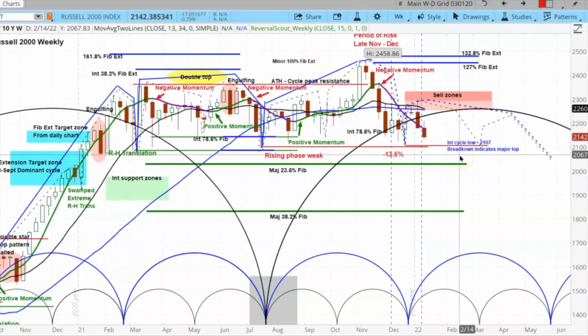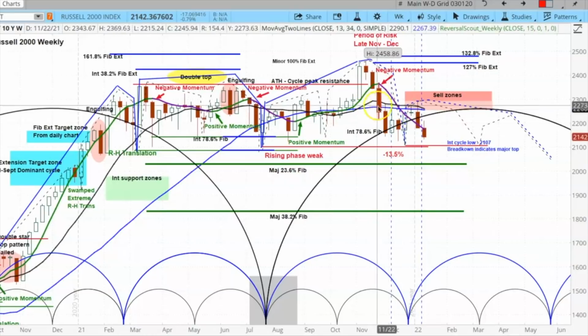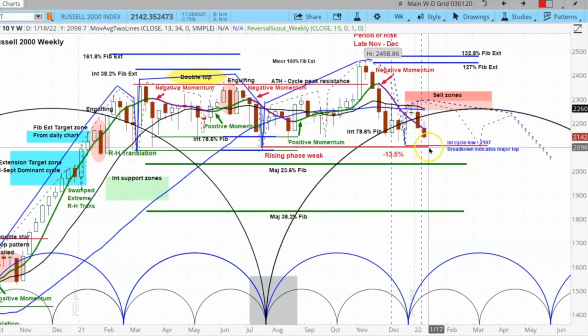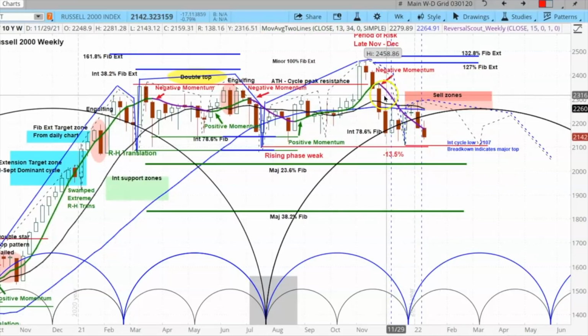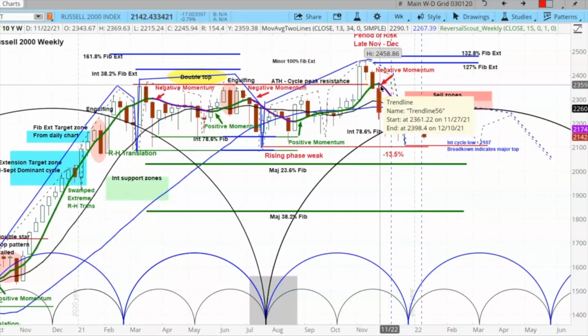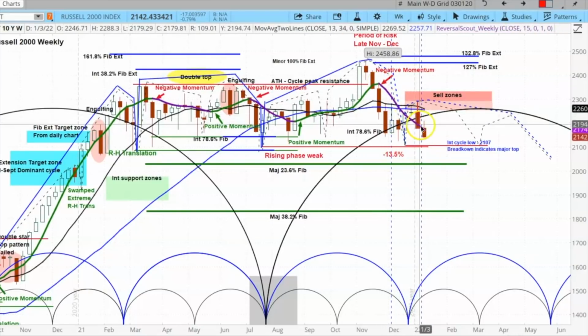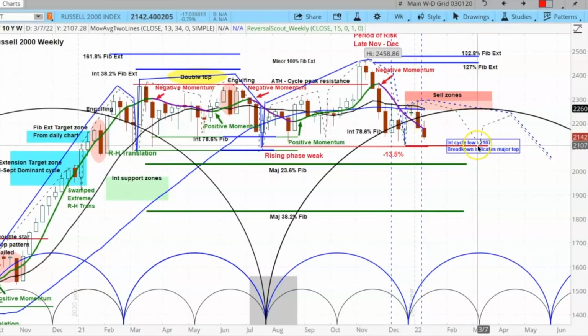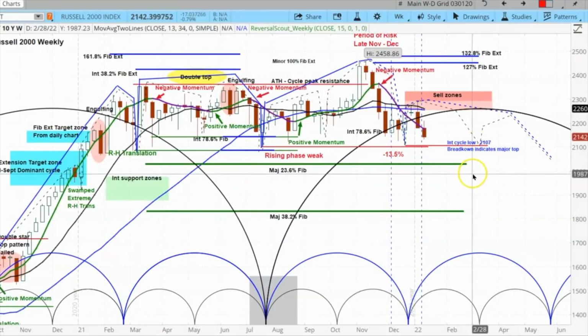So, I don't use the word collapse easily. I don't use the word crash very often at all, but this is an example of the type of setup that puts huge pressure on the market on the downside. See, this right over here is the reversal scout. That's our proprietary momentum indicator, and also helps us with the cycle analysis. That's where the negative momentum occurred right at that point, and it is, you see, negative right in here. Under 2107 will confirm a bull market top. And that would be a really bad thing, of course, if that happened.